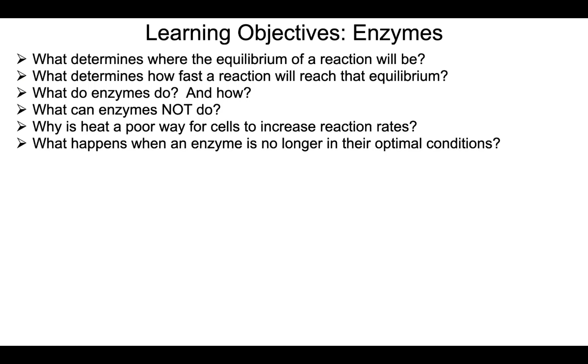Okay. All right. So after watching this video, hopefully a few times, you will be able to answer these questions. What determines where the equilibrium of a reaction will be? What determines how fast a reaction will reach that equilibrium? What do enzymes do and how? What can enzymes not do? Why is heat a poor way for cells to increase reaction rates? And finally, what happens when an enzyme is no longer in its optimal conditions?